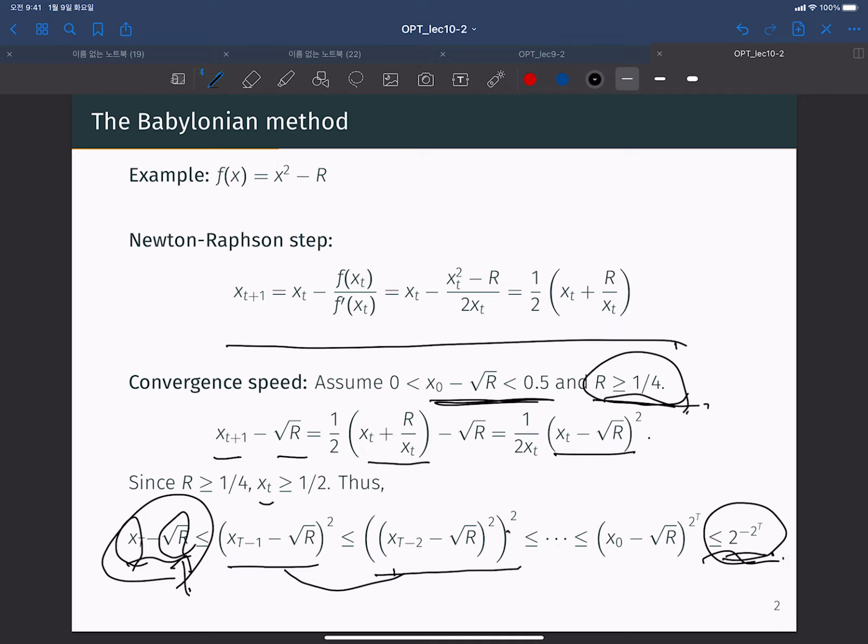Here I didn't explain why this inequality holds, because x_t is always greater than or equal to 1/2. So this value is always less than 1. So we can basically say |x_{t+1} minus square root r| is less than or equal to |x_t minus square root r| squared. So from this result, we have these inequalities.